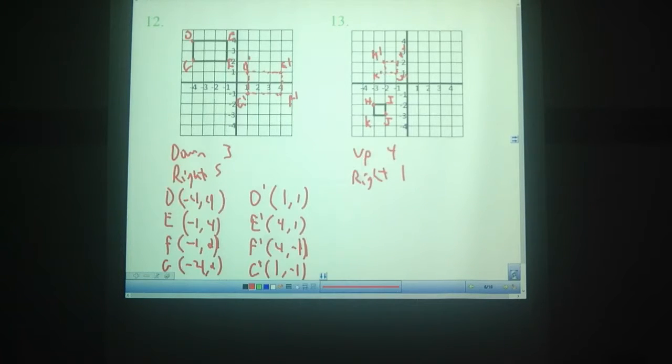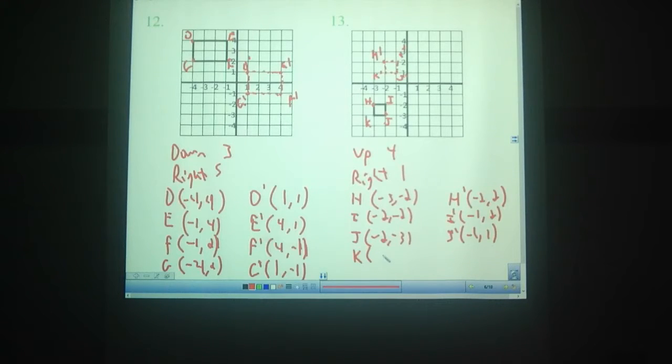Okay, find the coordinates of each of these. Hopefully I got that one right, by the way. H is at negative 3, negative 2, H prime, negative 2, 2. I is at negative 2, negative 2. I prime at negative 1, 2. J is at negative 2, negative 3. J prime, negative 1, 1. And K is at negative 2, 1. K prime.